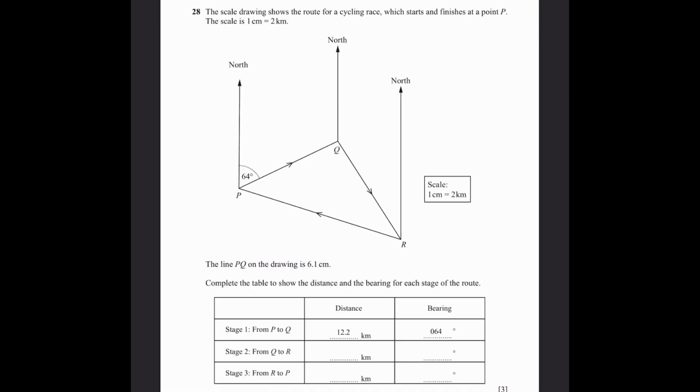That's the answer. Question 28. The scale drawing shows the route for a cycling race, which starts and finishes at point P, over here. The scale is 1 centimeter to 2 kilometers. The line PQ on the drawing is 6.1 centimeters. Complete the table to show the distance and the bearing for each stage of the route. Stage 1 is from P to Q, over here. Distance 12.2 kilometers, bearing 064 degrees. That means 64 degrees over here from the north line.